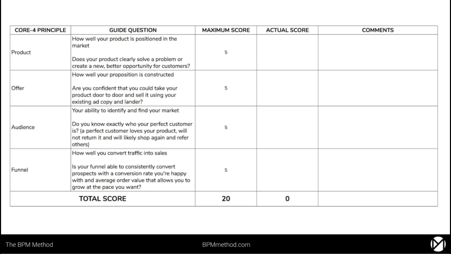And what I do is, whenever I'm launching my own e-com offers, my own info products, or if we take on clients in the agency, what we're doing is to find a baseline for where they are right now on their Core 4. So with their product, we look at how well their product is positioned in the market. For their offer, how well the proposition is constructed. For the audience, the ability to identify and find your perfect customer. And then the funnel is how well you're able to convert that user into a sale or a lead or whatever it is. And then we score that from 5 per section. So 5 out of 5, 5 out of 5 would give you 20 out of 20. And then any comments that go in here on observations as well.